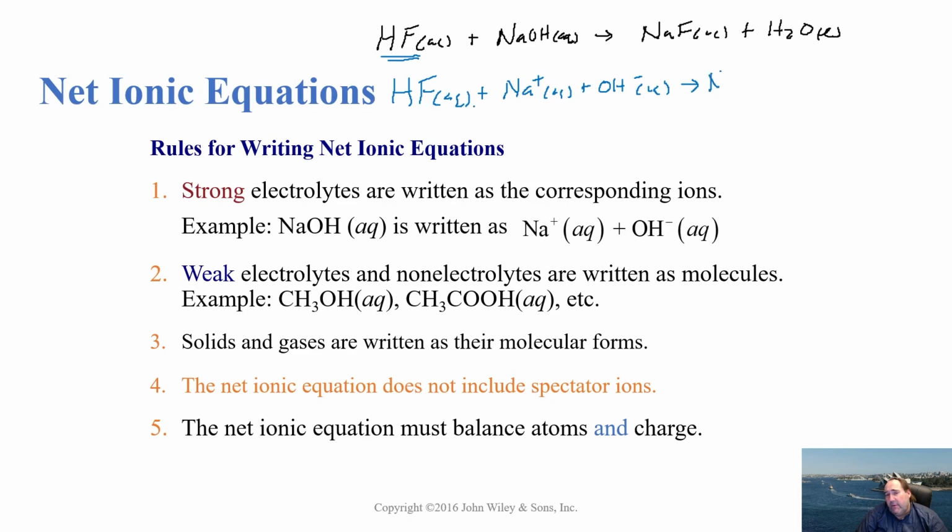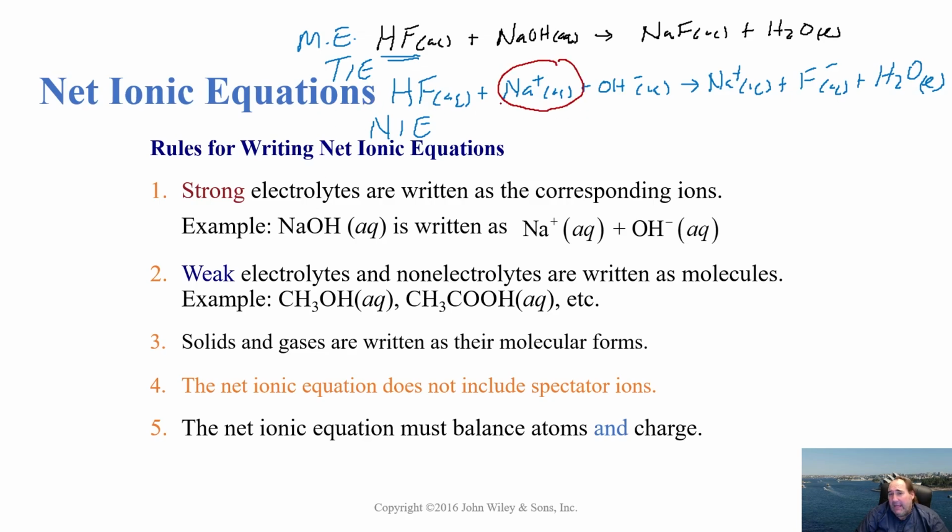Sodium fluoride, also a soluble salt, will break apart into a sodium ion and a fluoride ion. And our water, which is a liquid, once again, liquid, gas, or solid, will stay together, so we would not break it apart. At this point, that is our molecular equation. That's our total ionic equation. When we get to our net ionic equation, we're going to look for our spectator ions. In this particular case, we got a sodium, and we got a sodium that's exactly the same. And frankly, that's it. Those are the only two that would cancel out.